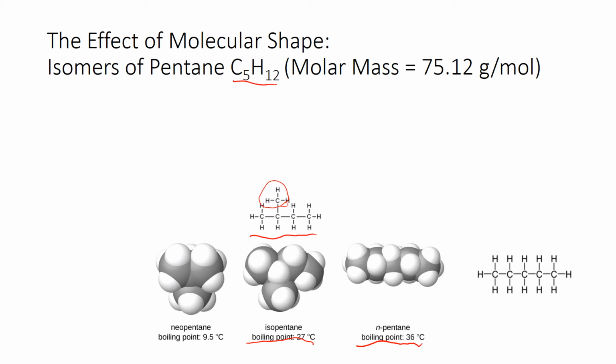Neopentane, the farthest one to the left, actually has a more branched structure. We've taken one more of those carbons off that central chain and moved it off to the side. So now we've got one in the center, and it looks like we've got 4 coming off of it. It's the most branched structure we can have for one of the isomers of pentane. And we see that it has the lowest boiling point and the weakest intermolecular forces.